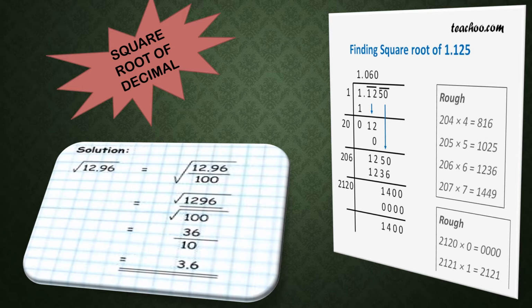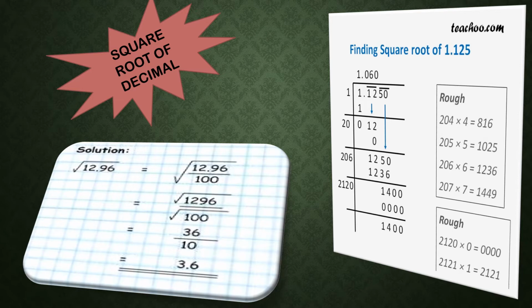After that, 106 into 2 is coming 212. So if we check, it will come 210 into 0. That means 0. That only they have written, because 2121 only if you have written, and you multiply it by 1, then also 2121 will come, which is greater than 1400. That's why we have to put 0 over here. Here also 0. And it's coming ultimately 1400.